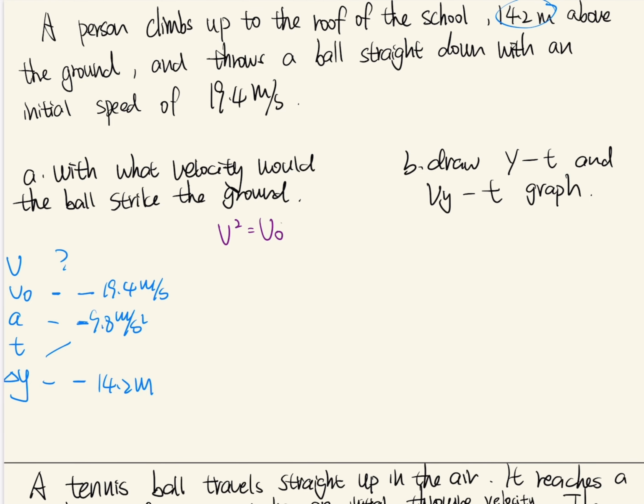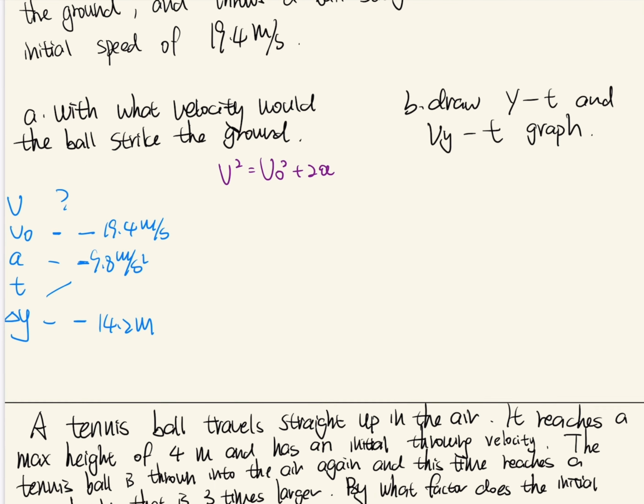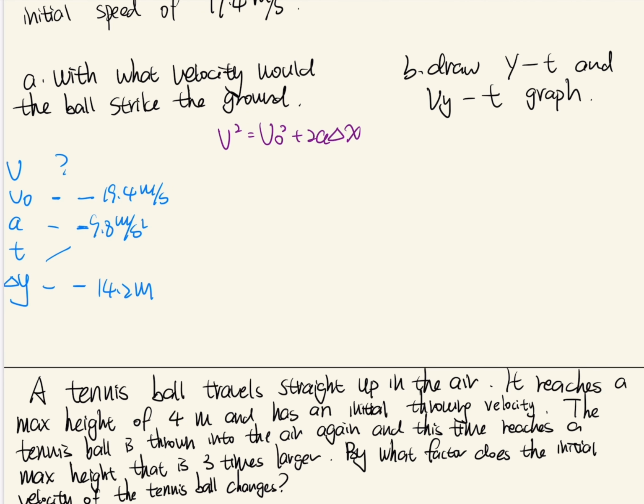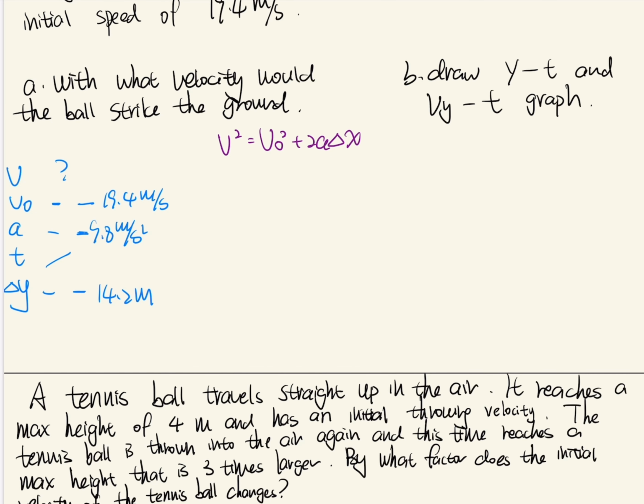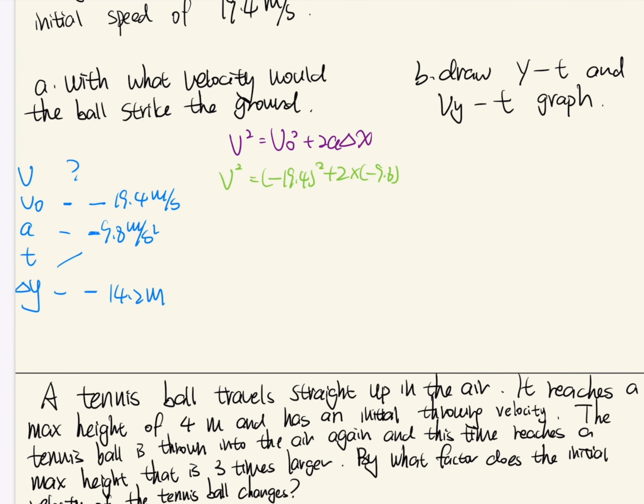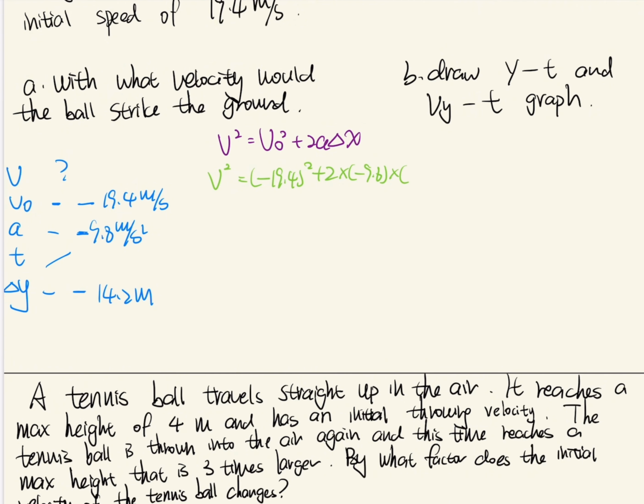So v squared equals v0 squared plus 2a delta x. And for now, we can just plug in whatever we had. The final velocity is what we are calculating, and we plug in the initial velocity, which is negative 19.4, and we square it, plus 2 times negative 9.8 times the displacement, which is negative 14.2.